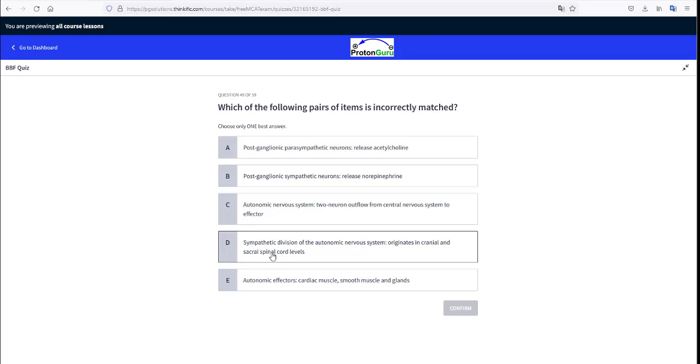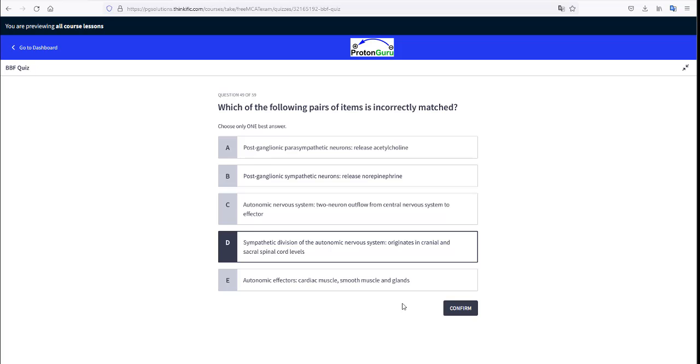But when we're talking about the sympathetic division of the autonomic nervous system, the preganglionic axons of that division exit from the thoracic and lumbar spinal cord regions. This choice suggests that they originate in the cranial and sacral spinal cord levels. That does not seem right. We're trying to pick the incorrect one. The last answer choice, autonomic effectors, cardiac muscles, smooth muscles, and glands. All these other things are really testing our base level knowledge of where these important things happen. Do we know the definitions of the autonomic nervous system, sympathetic division of the autonomic nervous system, and where these things originate, what they control?